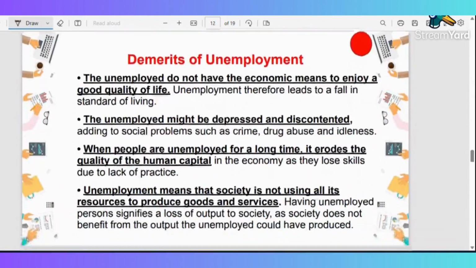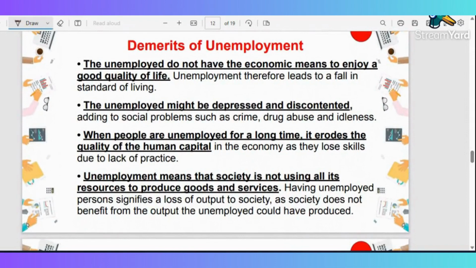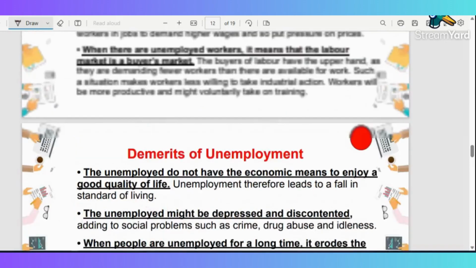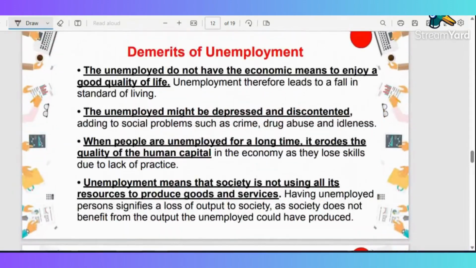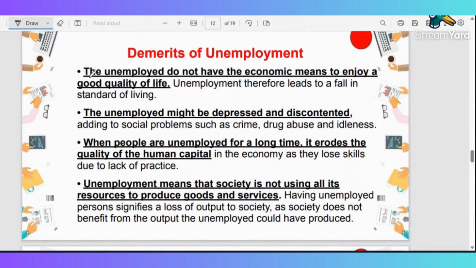Now we're going to look at some demerits or disadvantages of unemployment. So the above before, these are the benefits, and now these are the demerits. So it says that the unemployed do not have the economic means to enjoy a good quality of life. This is where we look at standard of living. Unemployment therefore leads to a fall in standard of living. Right? Because when the persons are unemployed, they are not receiving an income.